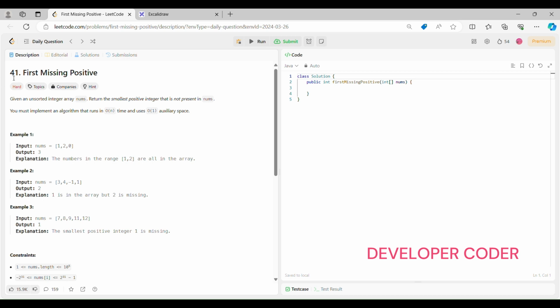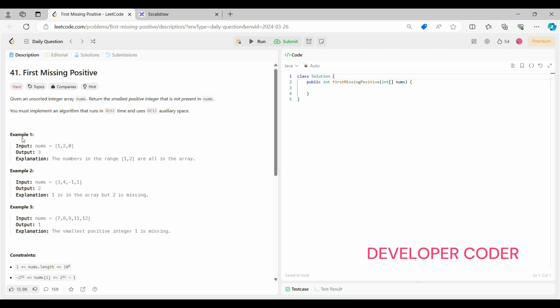So today I'm going to solve problem number 41, that is First Missing Positive. And this question is asked in Meta, okay? In this problem, we are given an unsorted integer array nums, and we have to return the smallest positive integer that is not present in nums. And we must implement an algorithm that runs in O(n) time and uses O(1) auxiliary space.